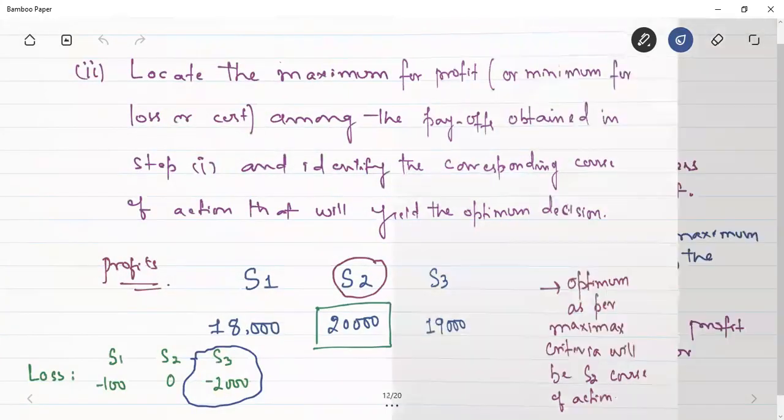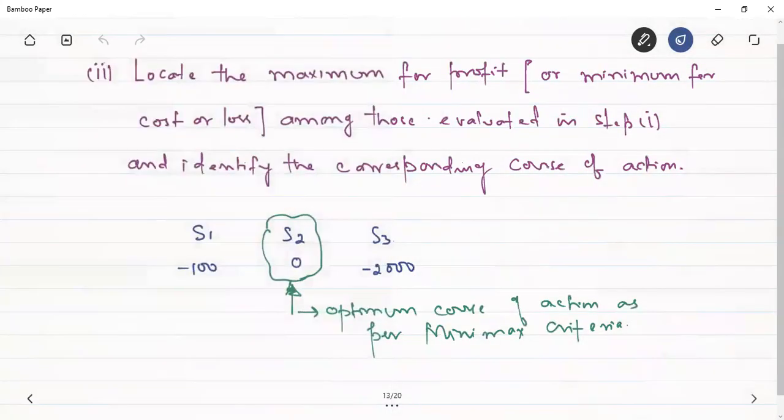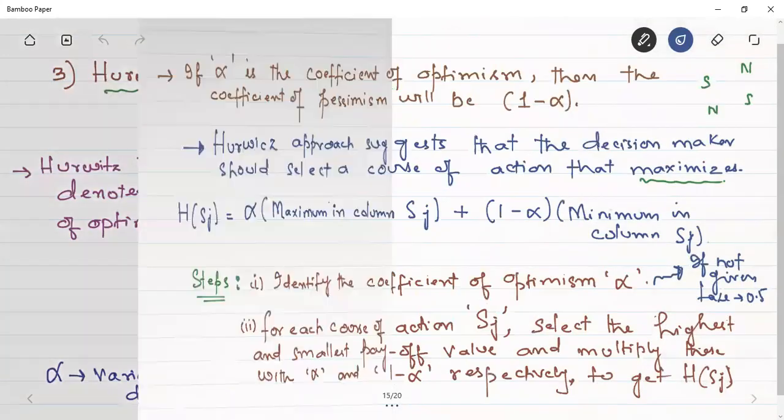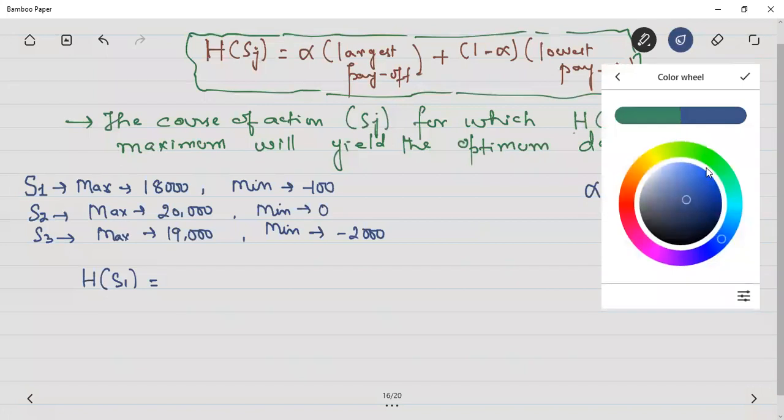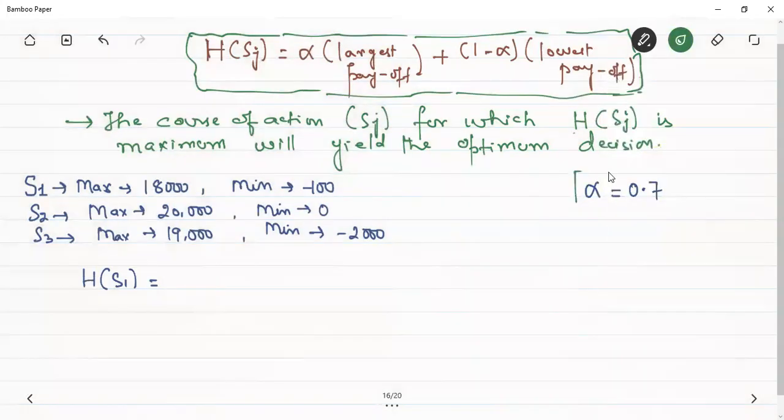So once we have got all these maximum and minimum payoffs for each strategy, we can now calculate the value of H for each strategy. Assuming here alpha to be 0.7, let's suppose that in the question it is given that alpha is equal to 0.7. This is the coefficient of optimism. Then the coefficient of pessimism, 1 minus alpha, will be equal to 0.3.